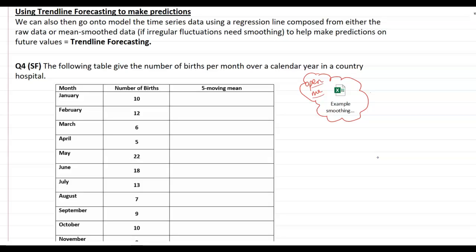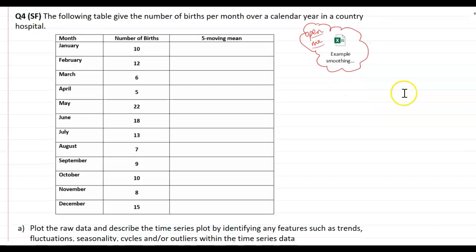Lastly, for this lesson, we're going to look at using trendline forecasting to make predictions. Essentially, this is the same as when we're extrapolating with other bivariate data, where we would compose a model using your least squares regression, and then use that model equation to help make predictions on future values. This is trendline forecasting. We're going to work through the following example, which we've not done before, to look into trendline forecasting.